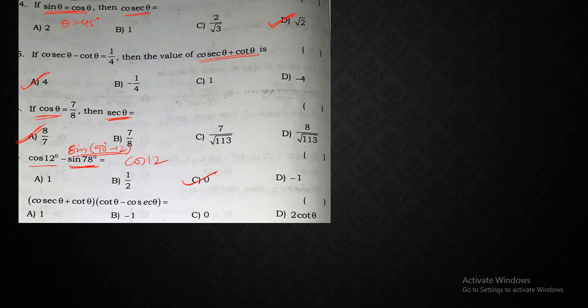Next, cosecant theta plus cot theta into cot theta minus cosecant theta. So this is a plus b into a minus b. But here the order is reversed, right? Already I said cosecant square theta minus cot square theta is equal to 1. But here if you multiply, I am going to get cot square theta minus cosecant square theta. If cosecant square theta minus cot square theta is equal to 1, then cot square theta minus cosecant square theta is equal to minus 1. So the answer is minus 1.